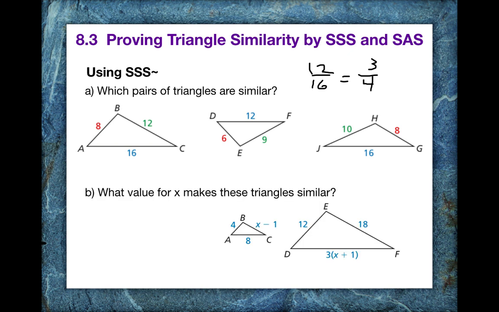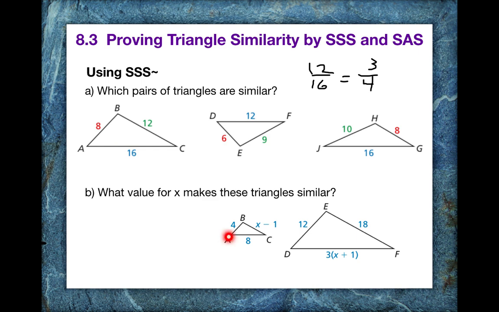What values of x make these triangles similar? If we want to make them similar, then we have to find corresponding sides and make their proportions the same. Well, what I would like to do is say that ABC is similar to DEF.